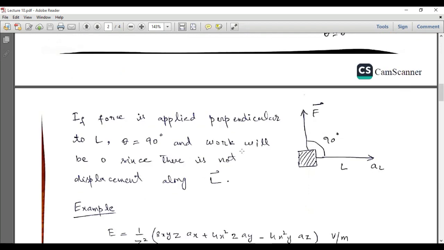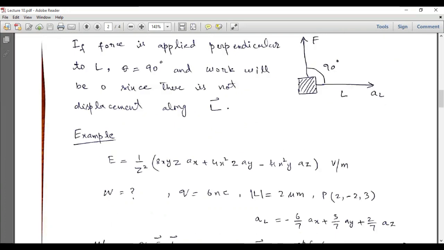So if force is applied perpendicular to L, theta will be equal to 90 degrees and work will be 0 since there is no displacement along L. So clearly, if we are exerting force and the displacement is in this direction, then the angle between the force and displacement is 90 degrees and work done will be equal to 0.